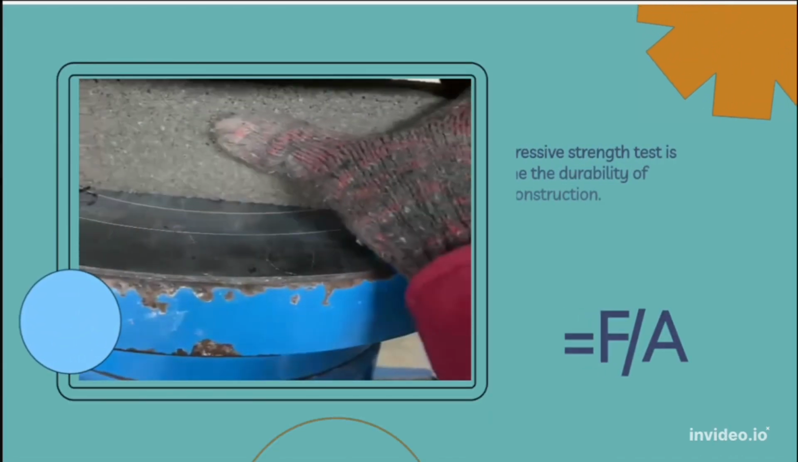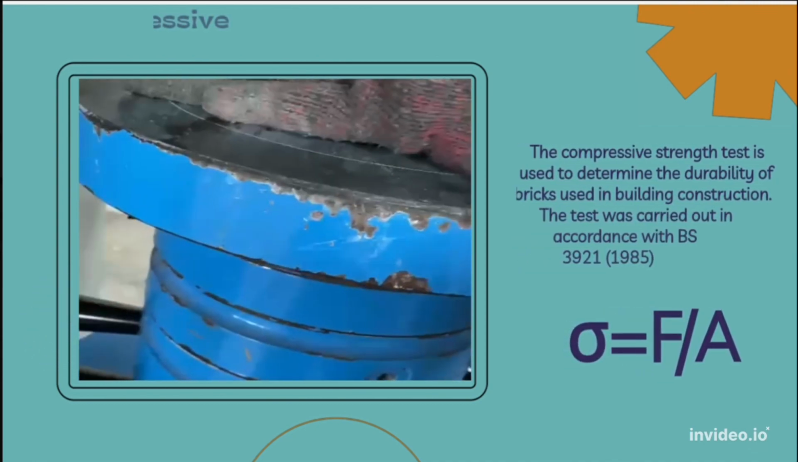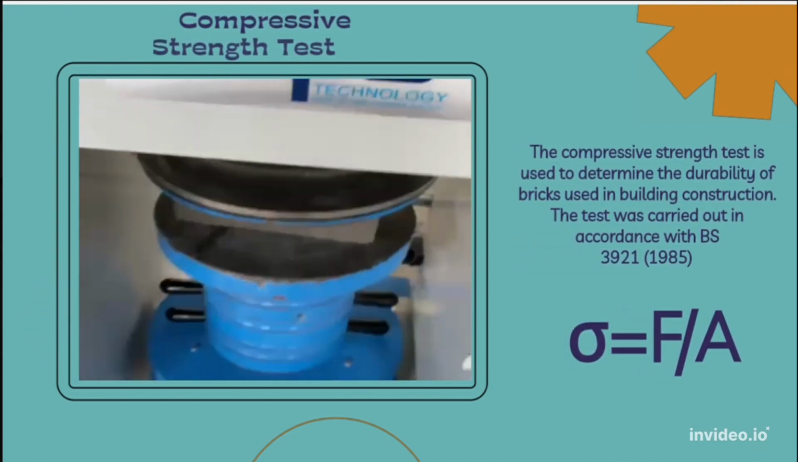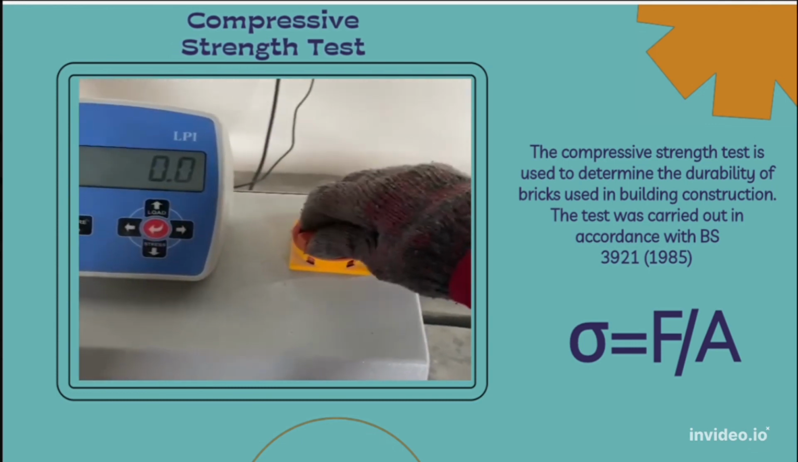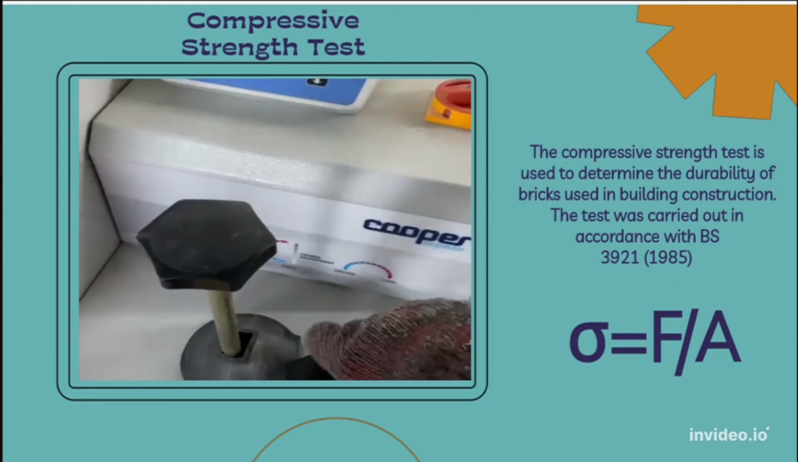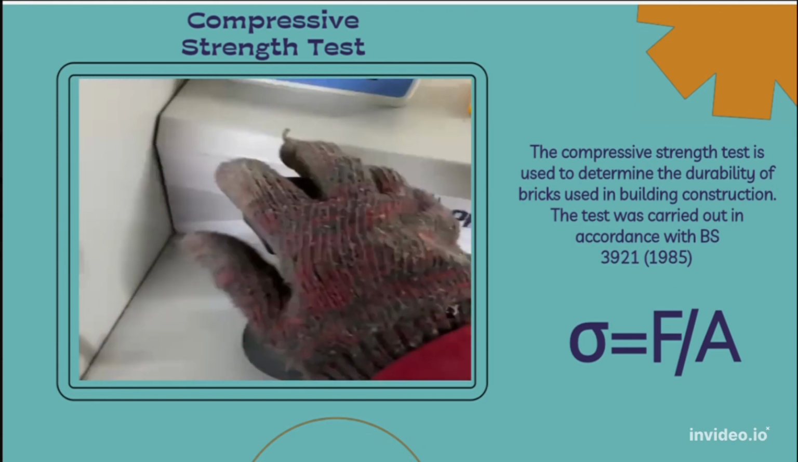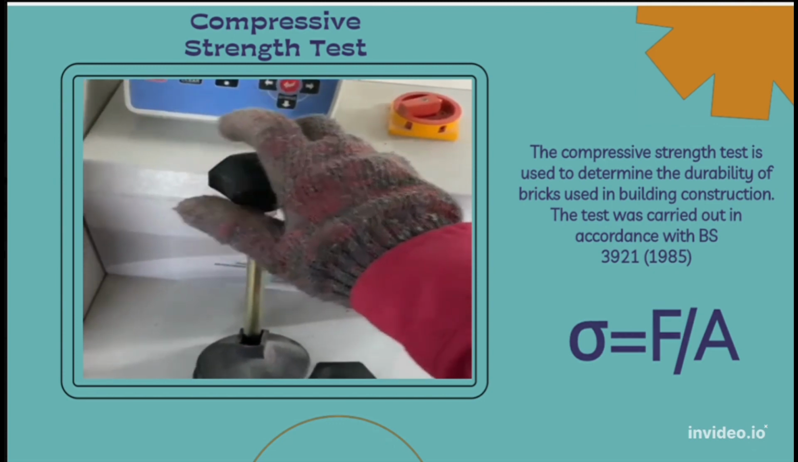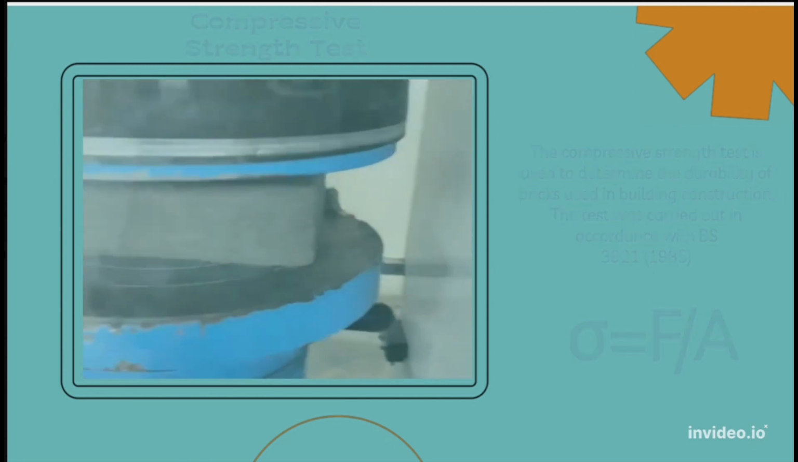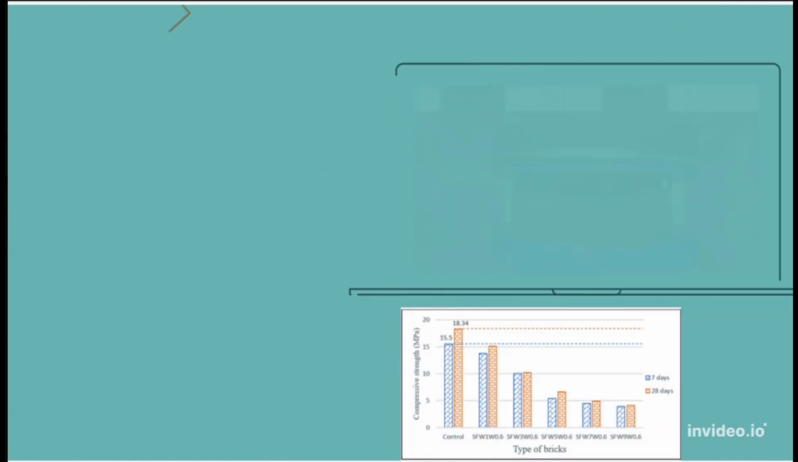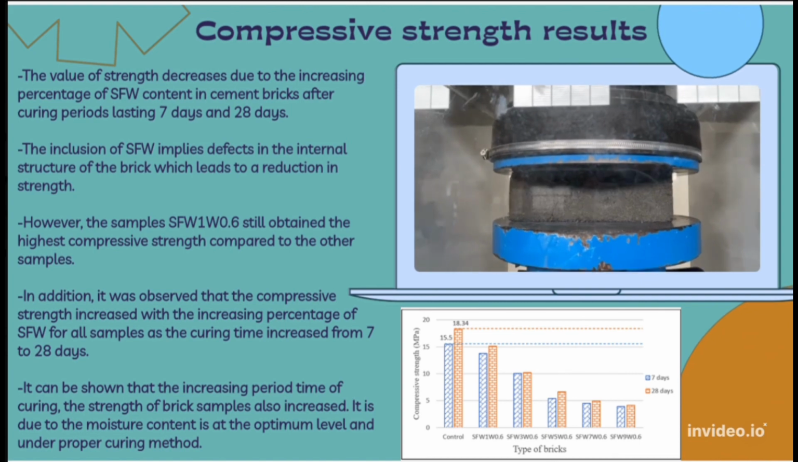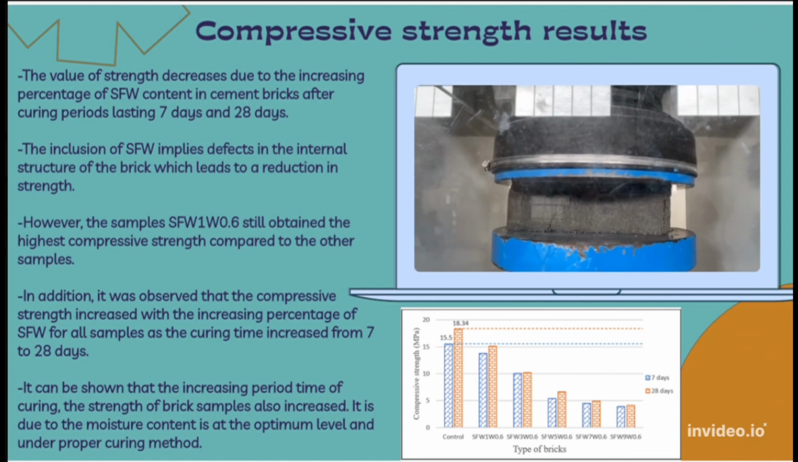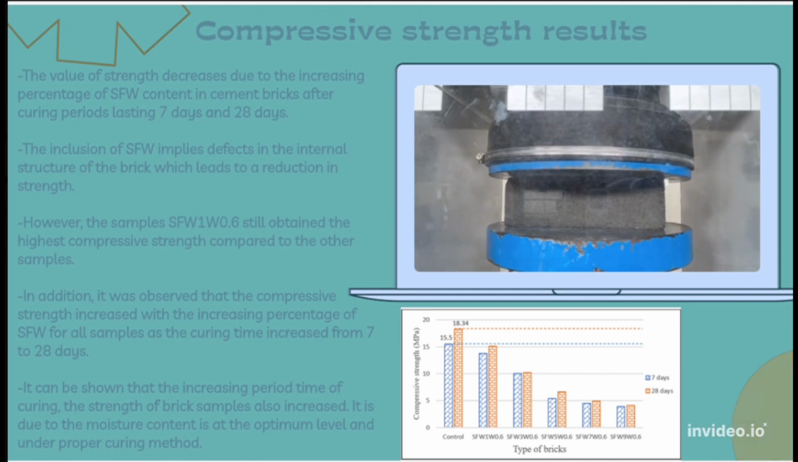Next, the video shows how the compressive strength test was conducted in this study. This test is used to determine the durability of bricks used in building construction and was carried out in accordance with British standard and the formula given. The result of the compressive strength test showed the value of strength decreased with the increasing percentage of SFW content in cement bricks. However, the SFW1 samples still obtained the highest compressive strength compared to the other samples and still meet the requirement of the standard.